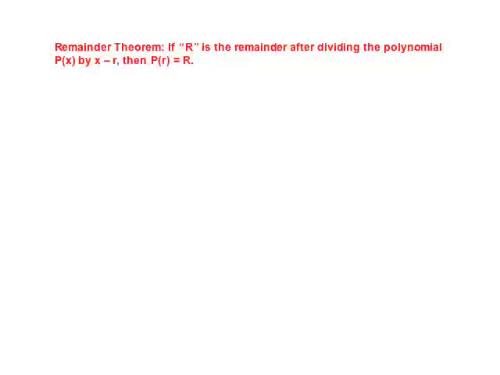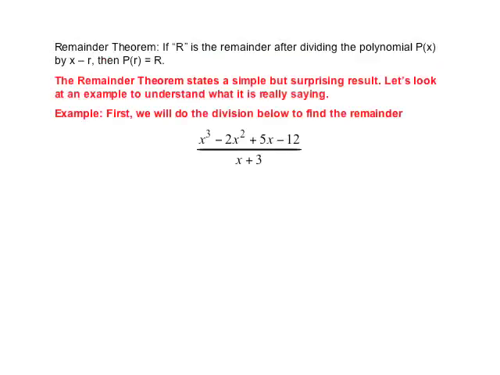If capital R, a number, is the remainder after dividing the polynomial p of x by x minus r, then p of r, in other words, when you put the little r into the function itself, it's going to equal capital R, the remainder. The remainder theorem states a simple but surprising result. Let's look at an example to understand what it's really saying.